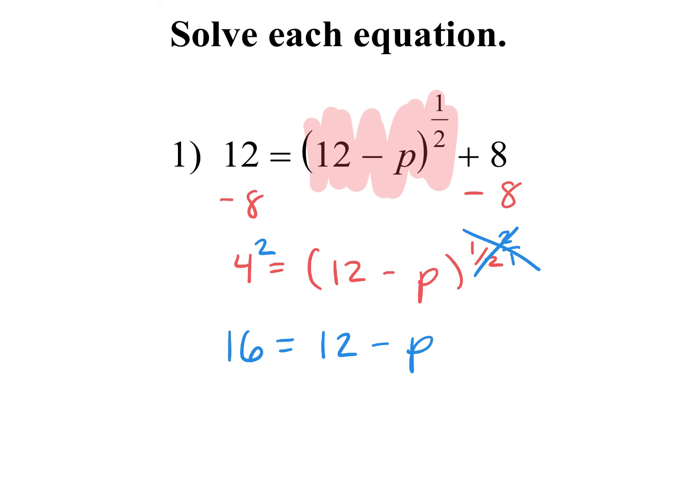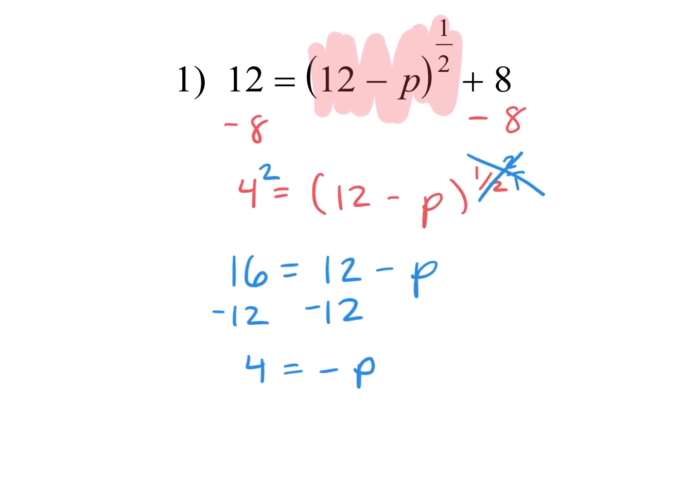What should we do next? Subtract 12. So 4 is equal to negative p. What's next? Awesome. Divide by negative 1. So what's p equal to? Negative 4.